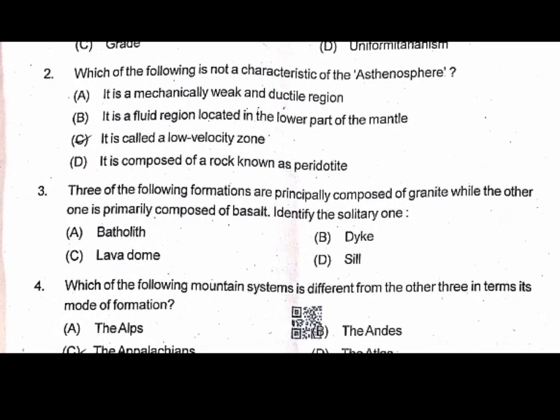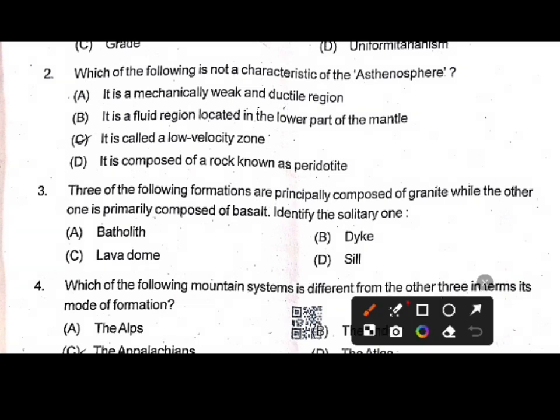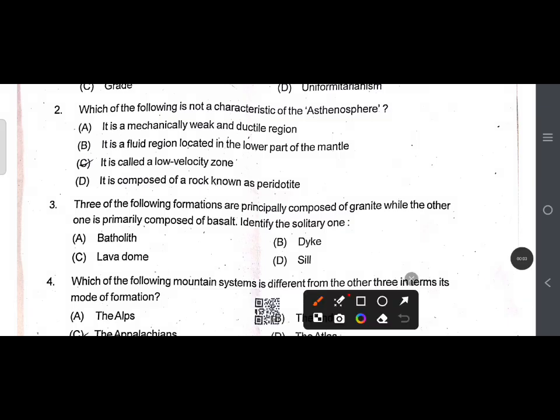Which of the following is not a characteristic of asthenosphere? ठीक आंसर टी हबो ऑप्शन ए it is a mechanically weak and ductile region. Question number 3. Three of the following formations are principally composed of granite while the other one is primarily composed of basalt. Identify the solitary one. ठीक आंसर टी हबो seal.